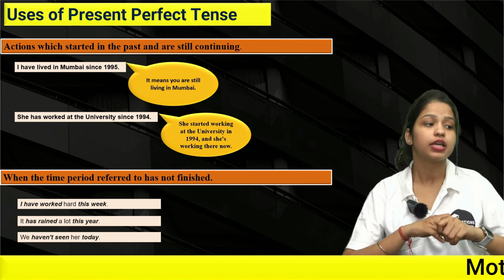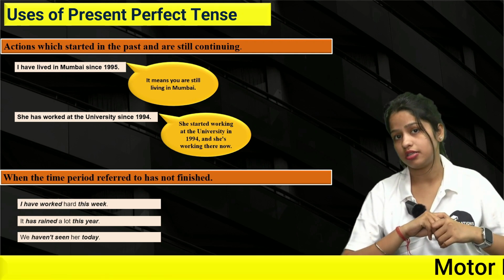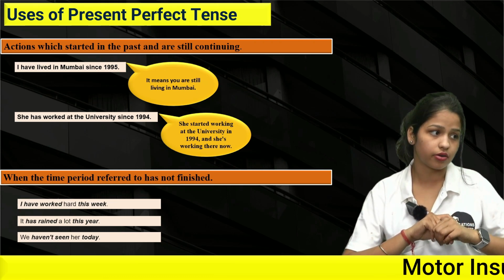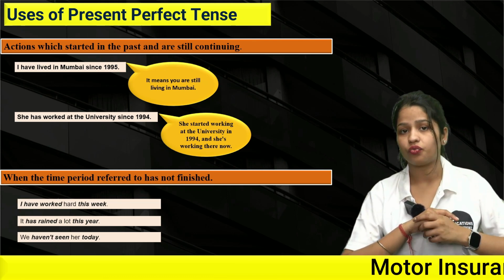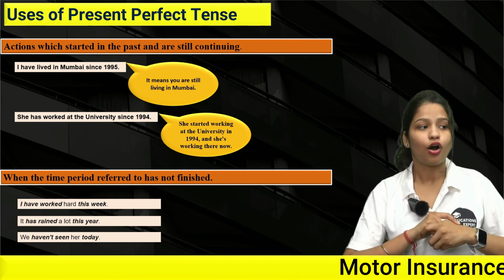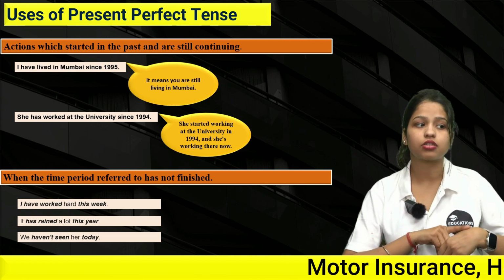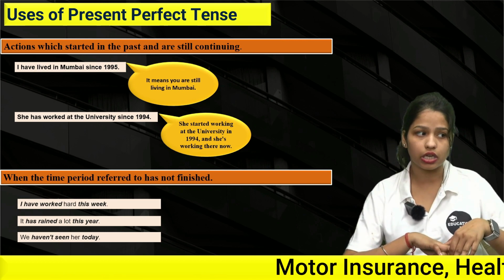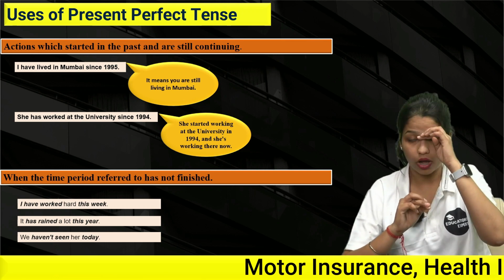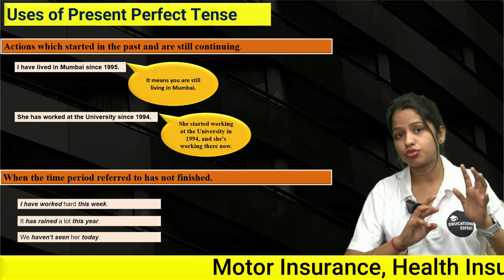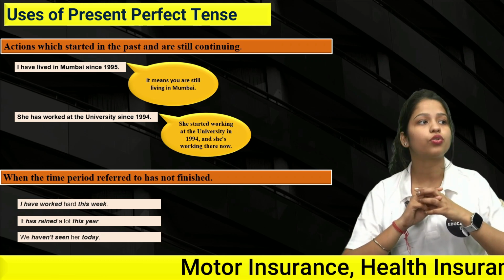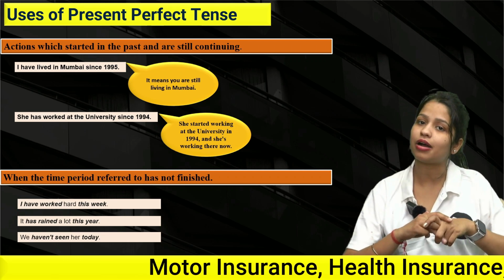Next we have: it has rained a lot this year. We haven't seen her today. All of these sentences are referring to a time period that has not finished. I hope this is clear for you. I hope both of these uses of present perfect tense are definitely clear. Now let's move forward and understand some other uses.